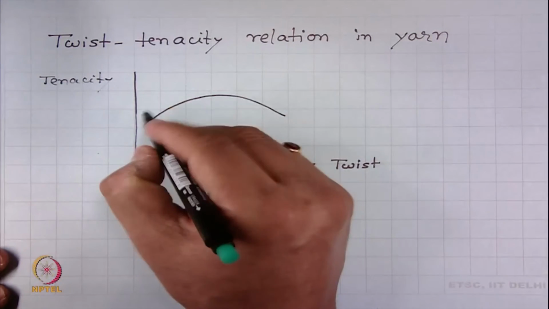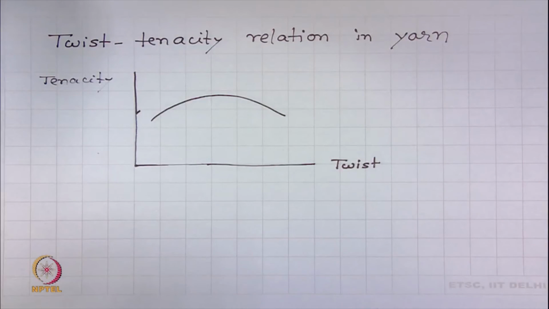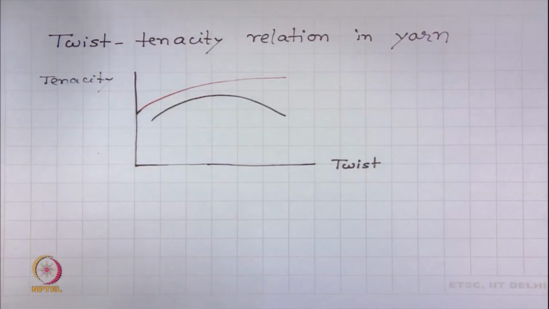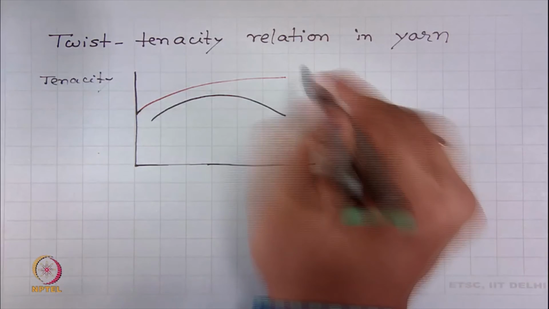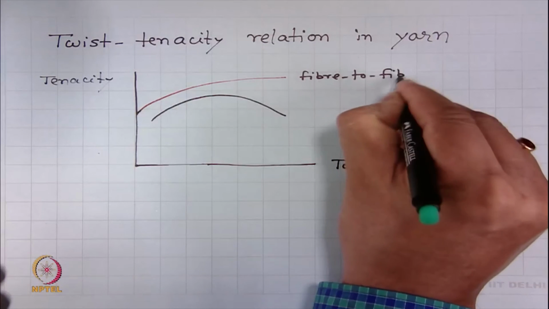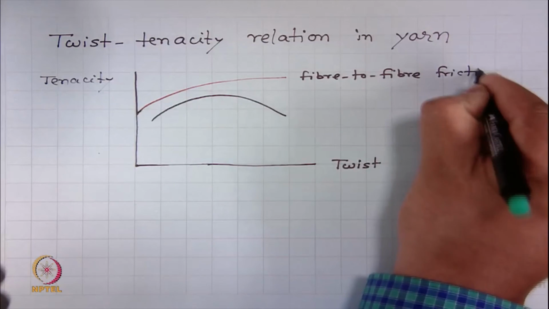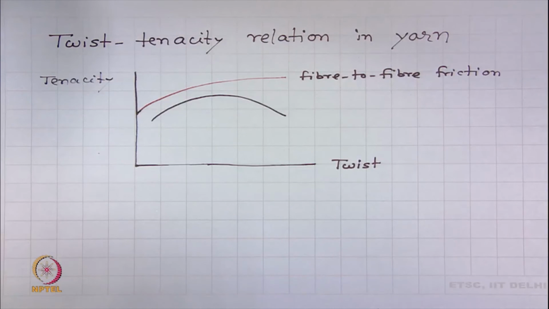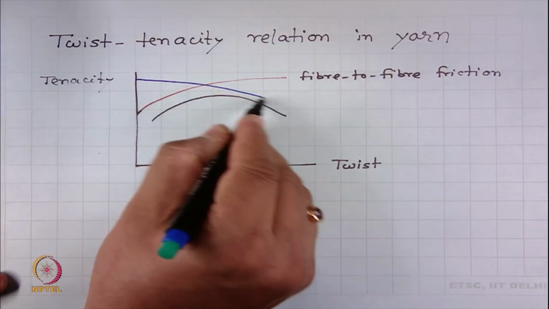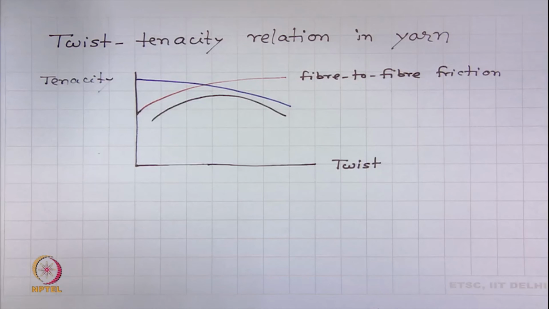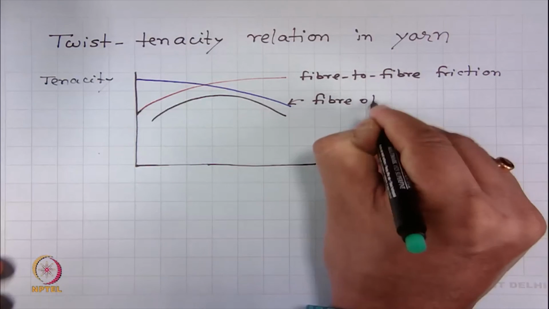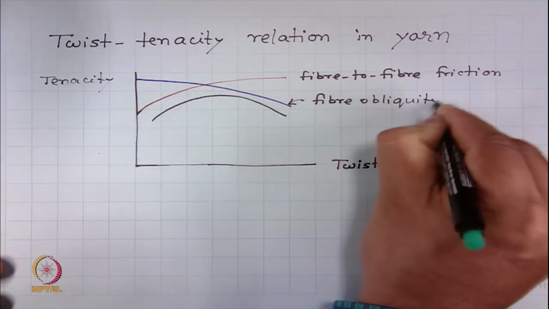One influence is this, which is the result of fiber to fiber friction in yarn. The other influence we have just now learned is the effect of fiber obliquity.